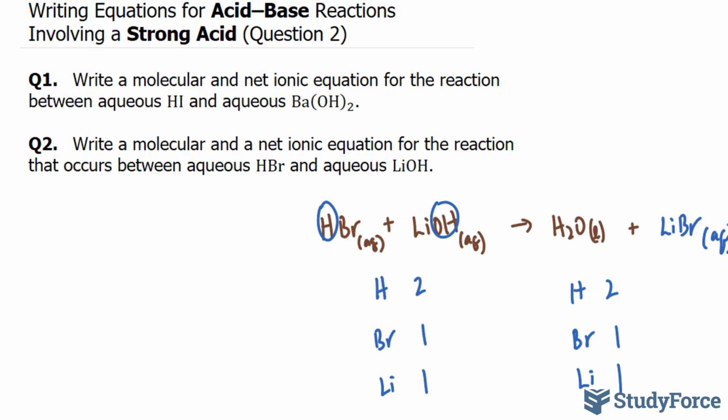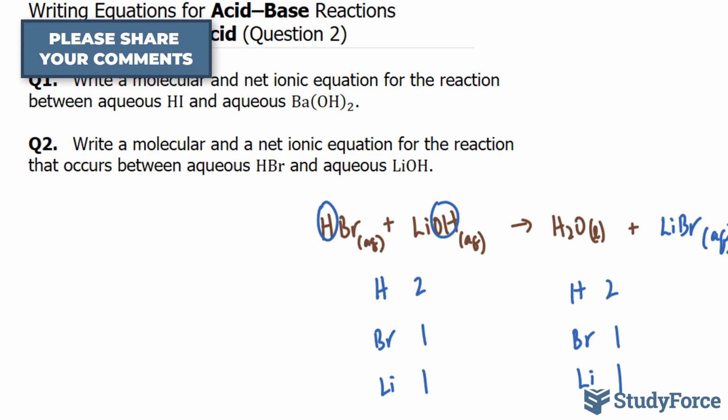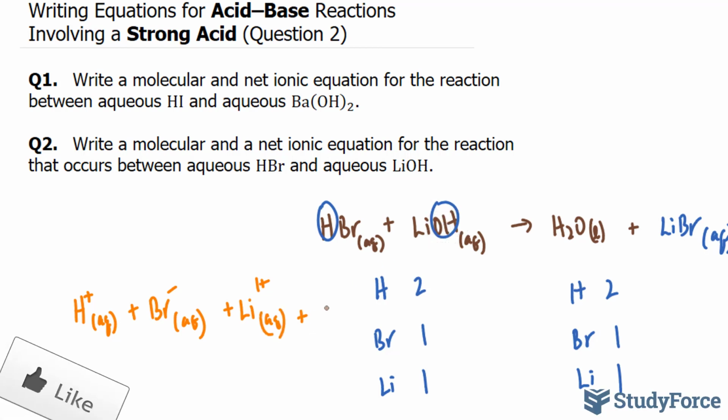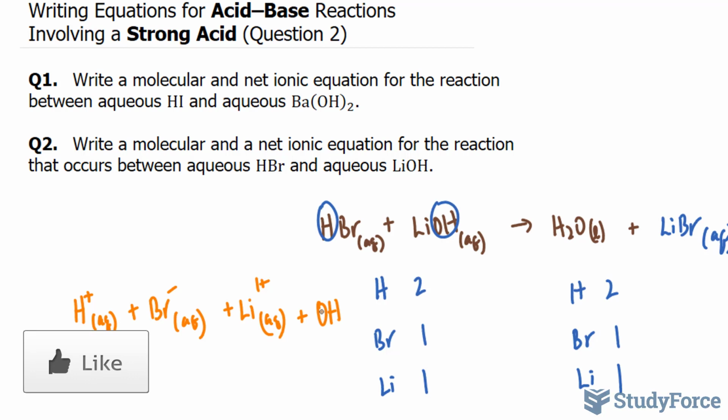Next, we need to write down our net ionic equation. To do that, each of these compounds needs to dissociate, except for the H2O that stays in its liquid state. Let's start with HBr. This becomes H+, remaining in its aqueous state, plus Br-, our anion. LiOH becomes Li+ aqueous plus 1 hydroxide ion. This is our polyatomic ion, and it stays as 1 unit with a charge of negative.